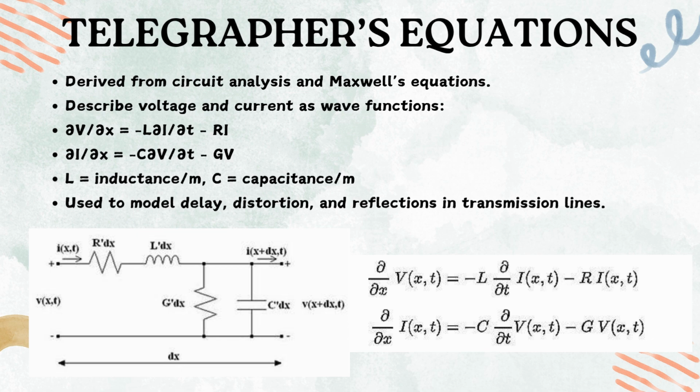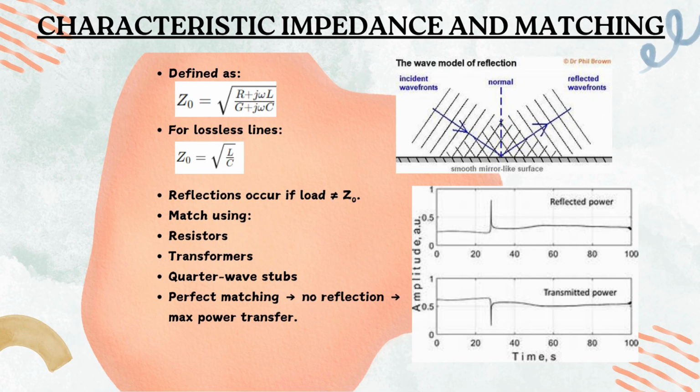So let's talk about the next, which is the telegrapher's equations. To analyze transmission lines, we use the telegrapher's equations, which are derived from Maxwell's equations. These equations, which I provided below, describe how voltage and current behave along the line. They help us to understand things like signal delay, distortion, and reflection, which are key considerations in the design of communication systems.